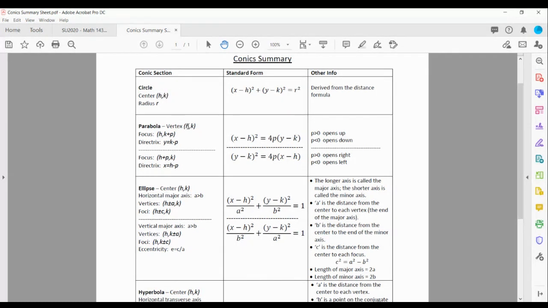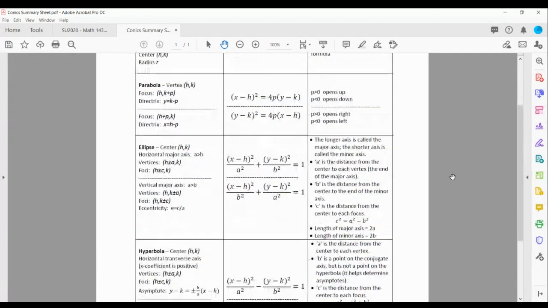H is always the x component of the center or the vertex. K is always the y. And that's why we always see h with x and k with y. With a circle, the radius is r, and we've already talked about how the sum of the two squared terms equals r squared for a circle. So that's not new to us.